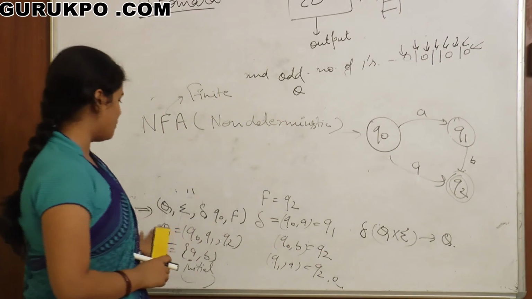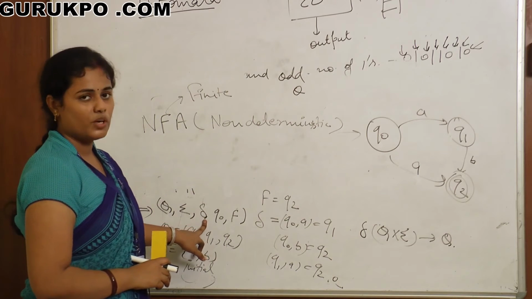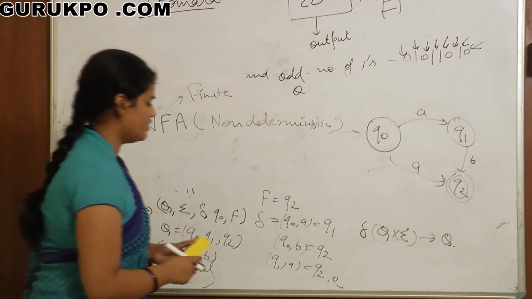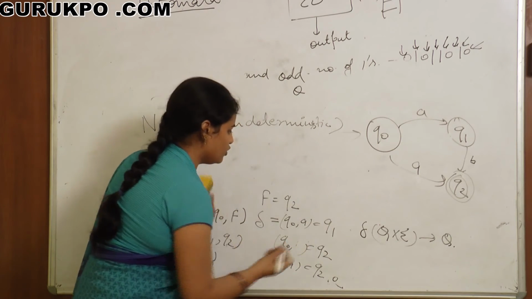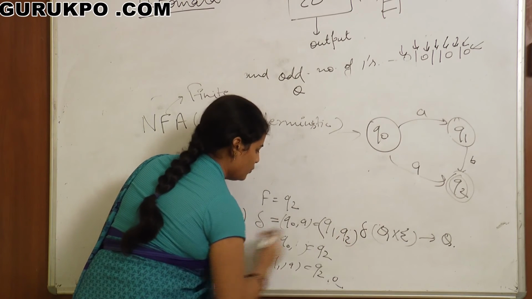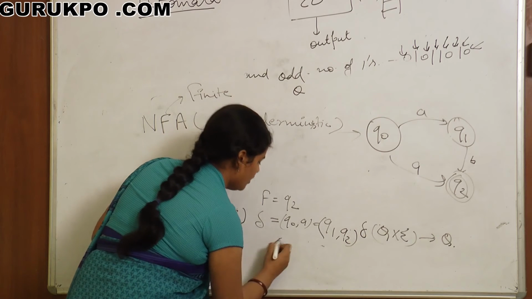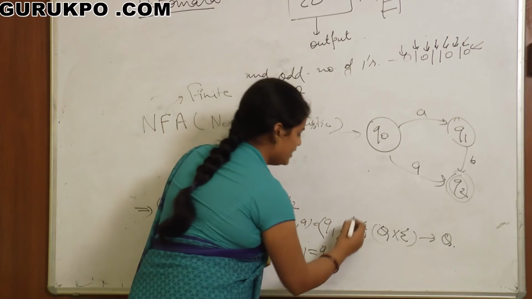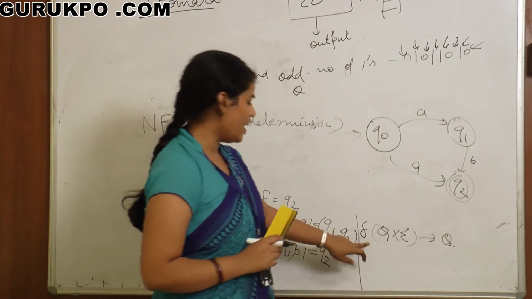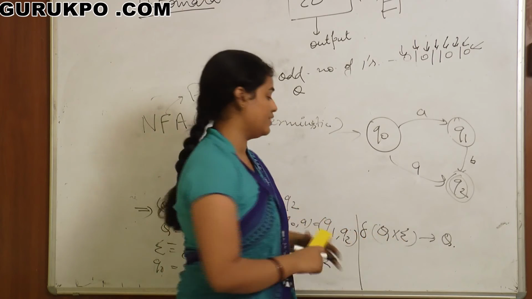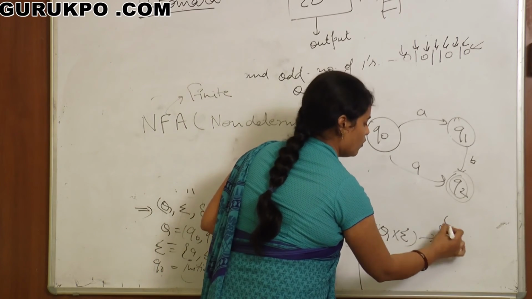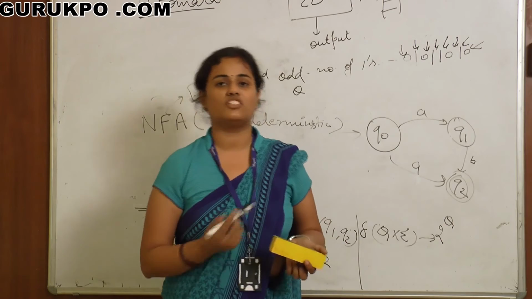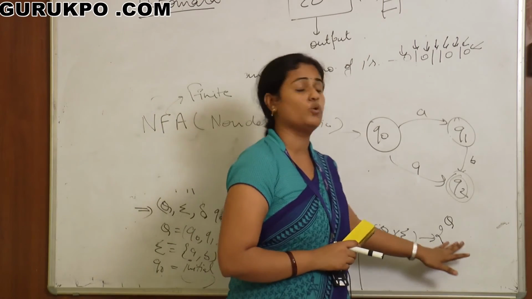In this case, what will happen? The tuples will be the same: Q, input symbols, production rules, initial state and final state. What will change? It will change when I give Q0, A, then it reaches Q1 and Q2, and when I give Q1 comma B, then it reaches Q2. Then what can we write? When I give Q cross Σ, Q cross input symbol, then it will reach more than one state, 2 to the power Q. For any number, the maximum number of states can be the power set of that number. That is why we write 2 to the power Q.